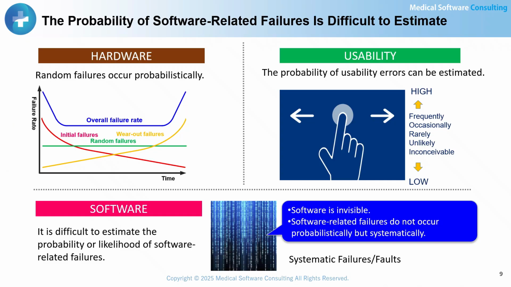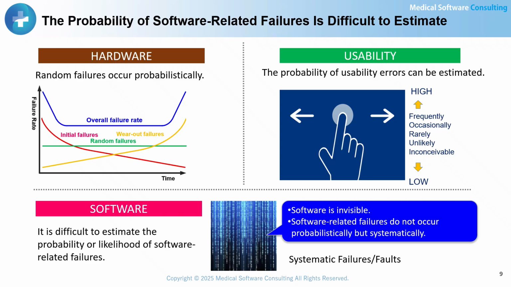In risk analysis, it is necessary to estimate both the probability that a hazardous situation will occur and the probability that this hazardous situation will lead to harm. For hardware failures, the probability can often be estimated. As shown in the figure on the upper left, hardware failures typically follow a bathtub curve over time, combining early failures, random failures, and wear-out failures. For usability-related errors, shown in the upper right, probabilities can also be estimated by analyzing the likelihood of user mistakes.